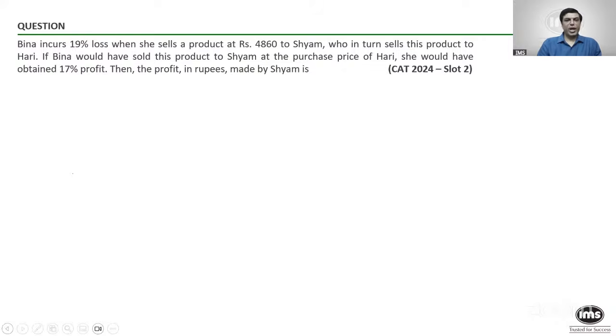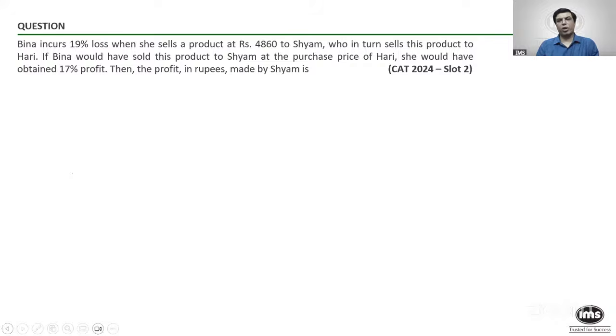Bina incurs 19% loss when she sells a product at rupees 4860 to Shyam, who in turn sells this product to Hari. If Bina would have sold this product to Shyam at the purchase price of Hari, she would have obtained 17% profit. Then the profit in rupees made by Shyam is?